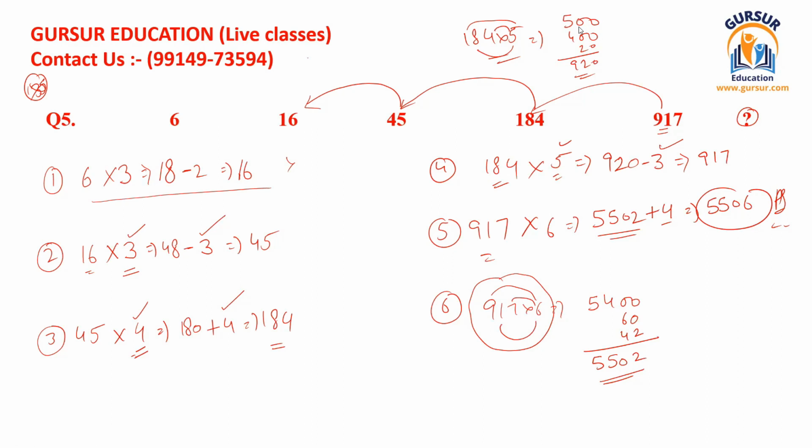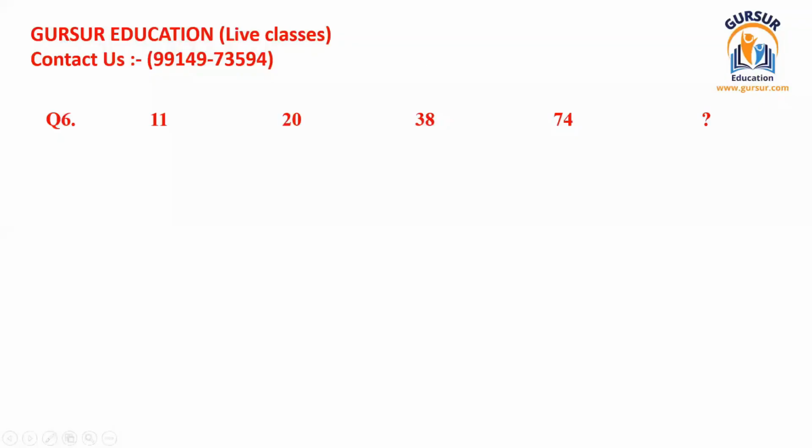So now I am just going forward to the next question, and this is going to be question number 6. All right, this is question number 6, and again in this question there have been given 4 elements. The first element is 11, then 20, then 38, then there is given 74, and there is a question mark, and we have been asked what shall come at the place of the question mark.